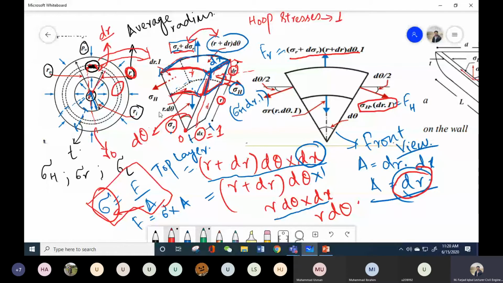Similarly, on the bottom face, I have the stress as sigma r, and the area is what? r into d theta. So sigma r, r into d theta. So this is how you determine the forces on each face in the front view. Have you got it? Yes, sir. Okay. So I will just erase these things because we have to use these figures in the derivation. Try to remember this.